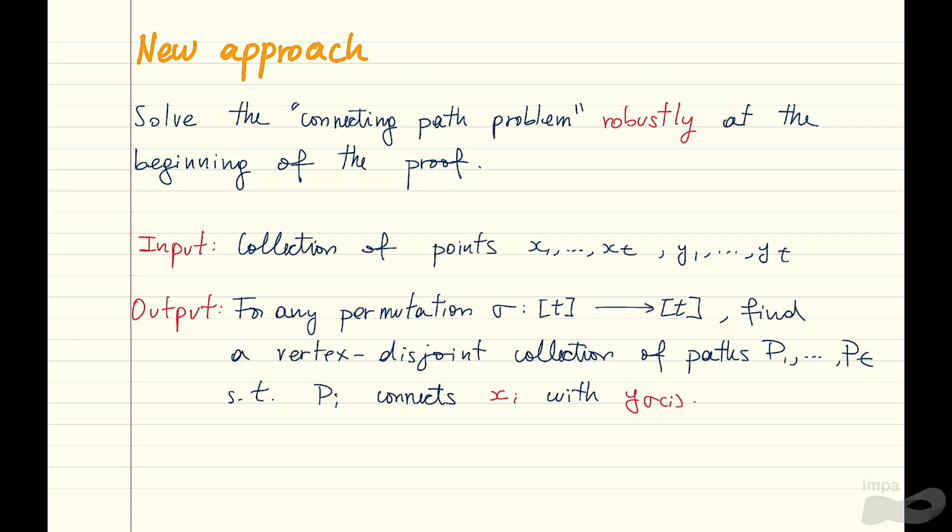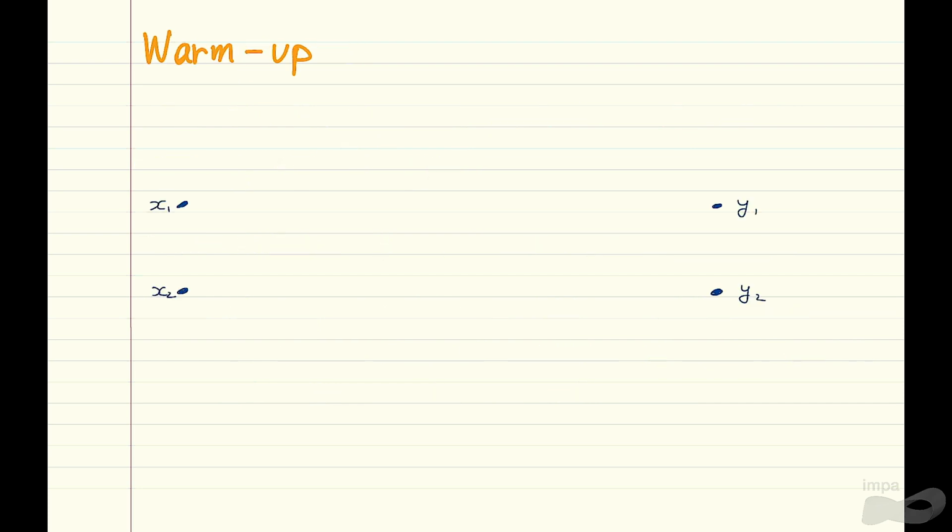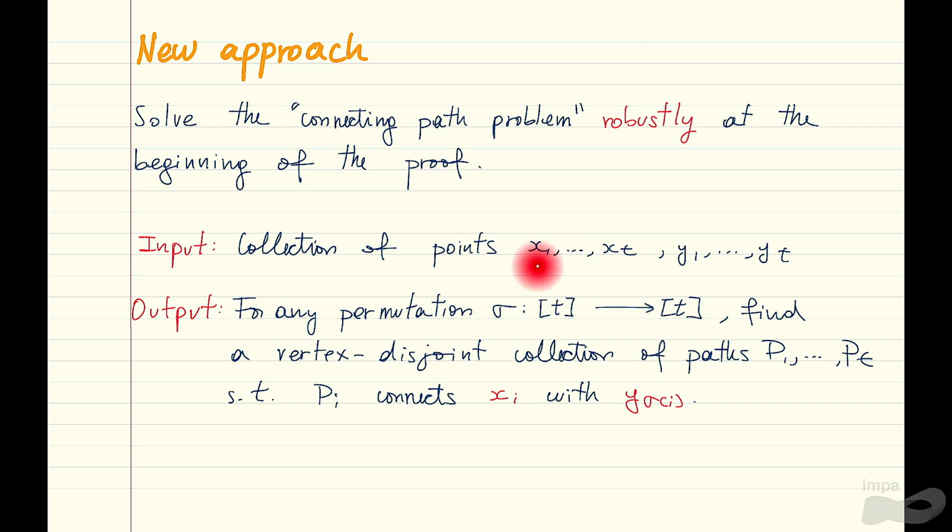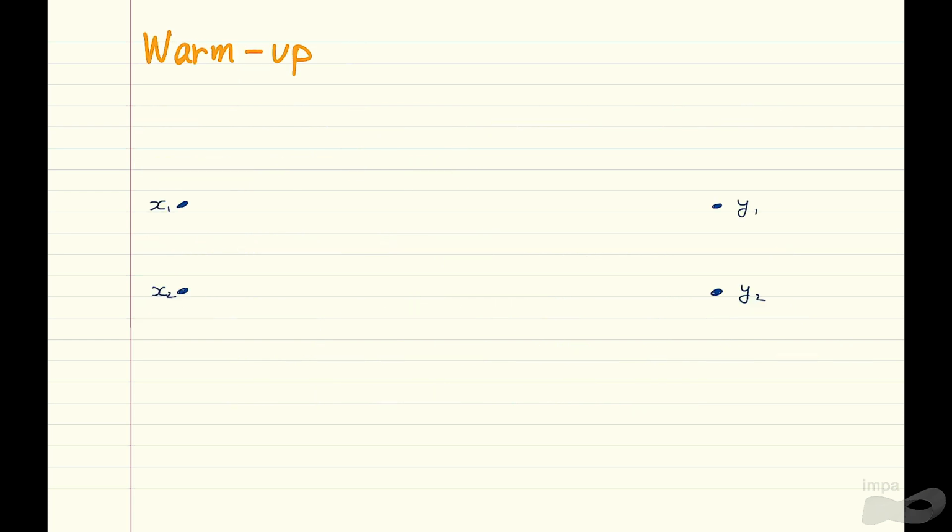What it means is that I give you the collection of points x1 up to xt, and also y1 up to yt. I don't specify which pairs I want to connect. What I want is that for any bijection from t to t, so I give you any possible way to connect this point with this point, I would like to solve the path connecting problem. So I would like to find a collection of vertex-disjoint paths, so that each path pi connects xi with y under the image of this permutation. So I want to solve this path connecting problem in all possible ways. This is the difference. Let me show you how we do this.